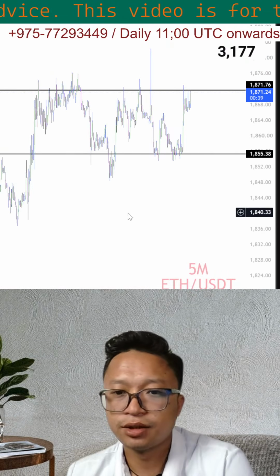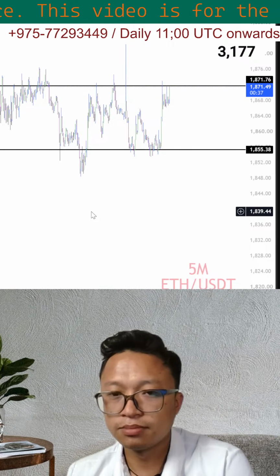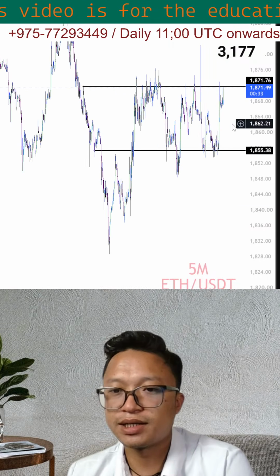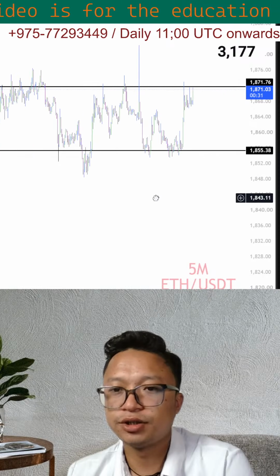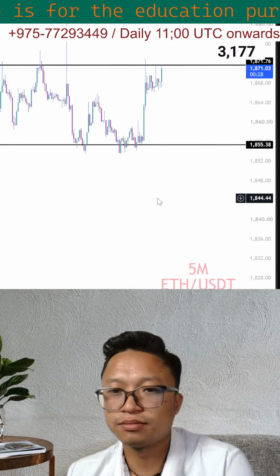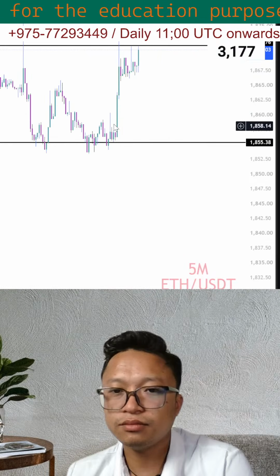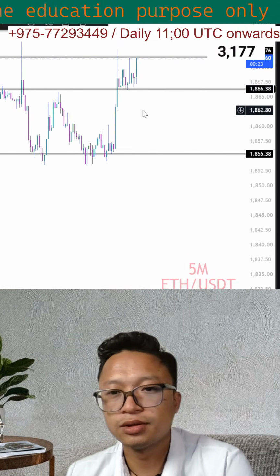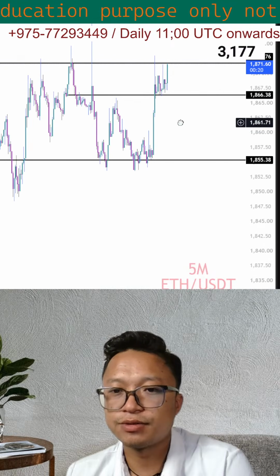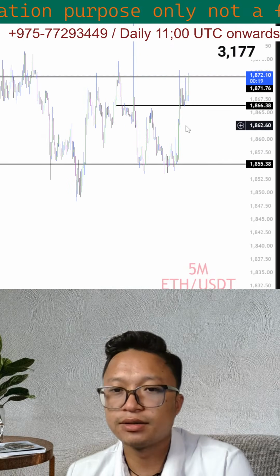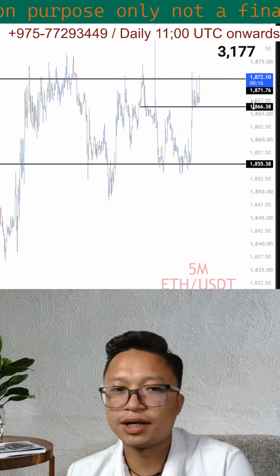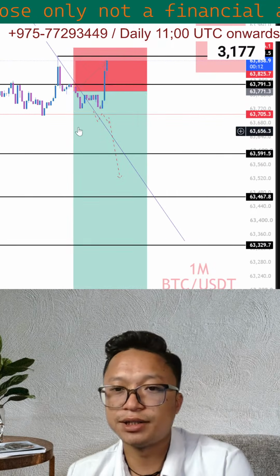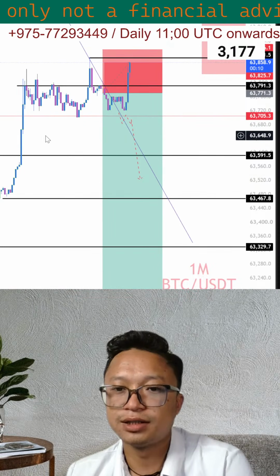Inside this box, on the 5 minute time frame, Ethereum has stood over here. Coming below this level is going to be bearish, but right now it's breaking out on the upper side. For BTC as well, you see, guys, it is breaching me.